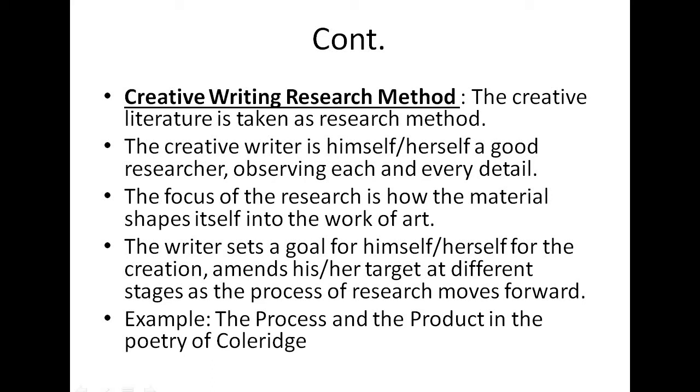Stage number 1 is the material in the mind of the writer, and stage number 2 is the finished product. So right from the process of creation to the final finished product, this method would observe all these stages and phases. And what is the example of creative writing research method? The process and the product in the poetry of Coleridge. So this is the example we have taken about the famous English poet Coleridge, how he used to proceed in the process of creation and what used to be the end product of this process.